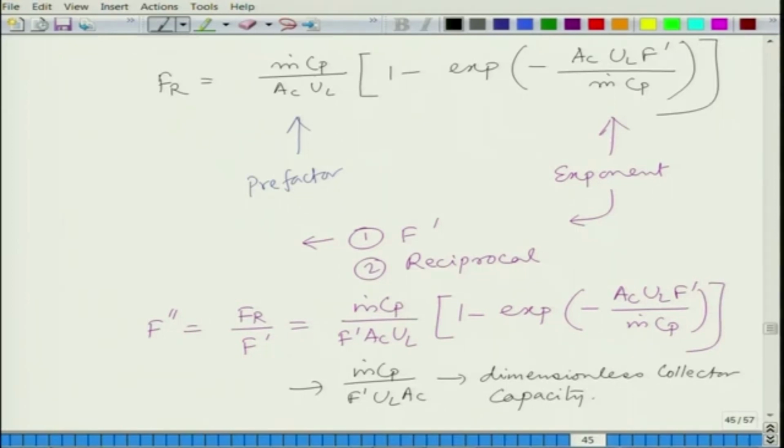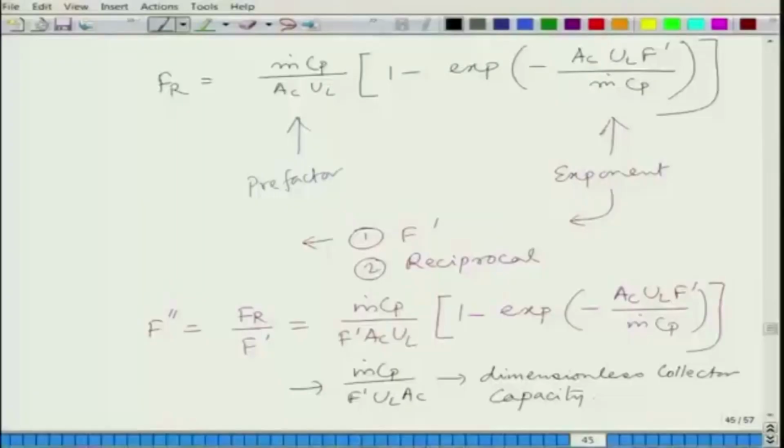So, this is nothing but a dimensionless collector capacity factor. So, I insist that you go and check whether this is actually dimensionless or not. Do not believe me, just go and check for yourself whether it is dimensionless or not. It is important. Okay. So, now we are having multiple factors, right.